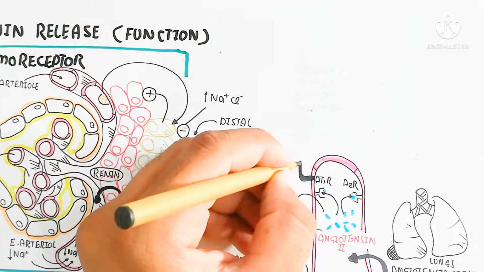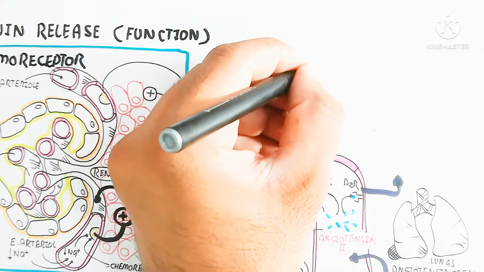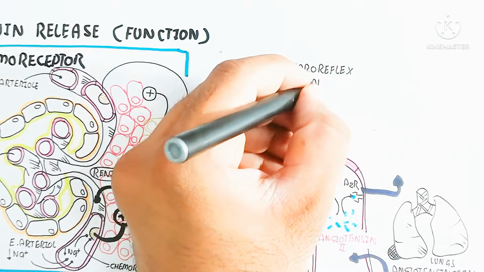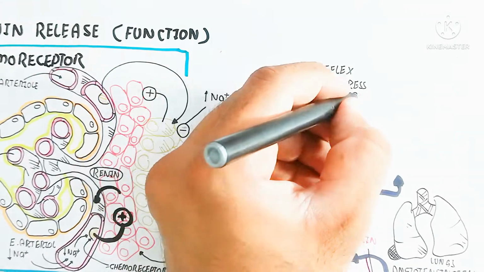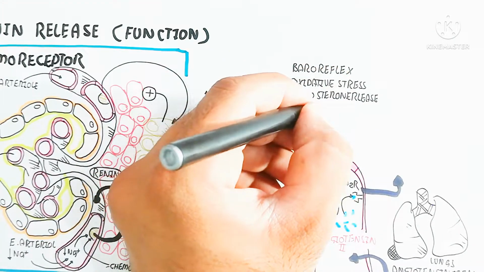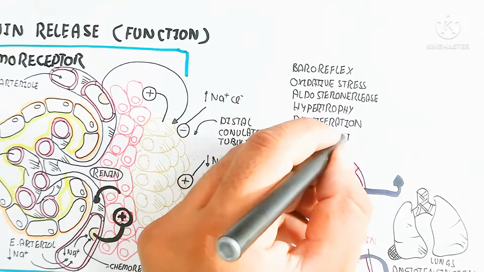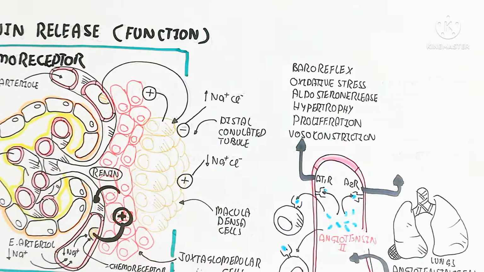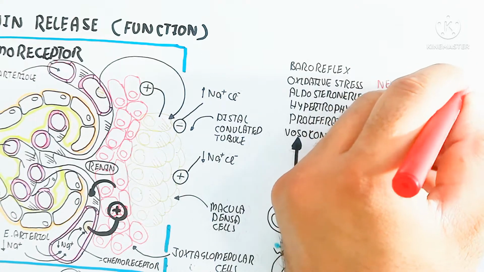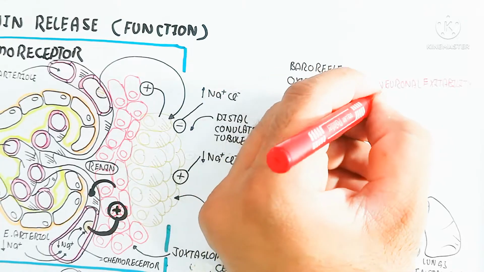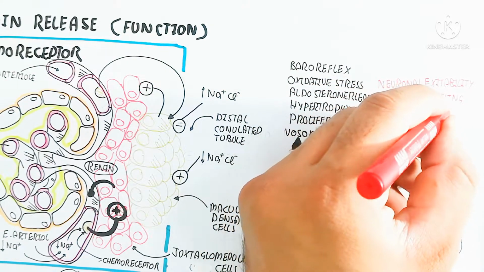Let's begin with the angiotensin 1 receptor. The angiotensin 1 receptor is part of the baroreflex pathway, and in this way it causes oxidative stress, aldosterone release, and hypertrophy; the muscularity will increase in the blood circulatory system if continuously increased, with hypertrophy of the muscle, smooth muscle, and proliferation of cells. Vasoconstriction is also part of the AT1 receptor.